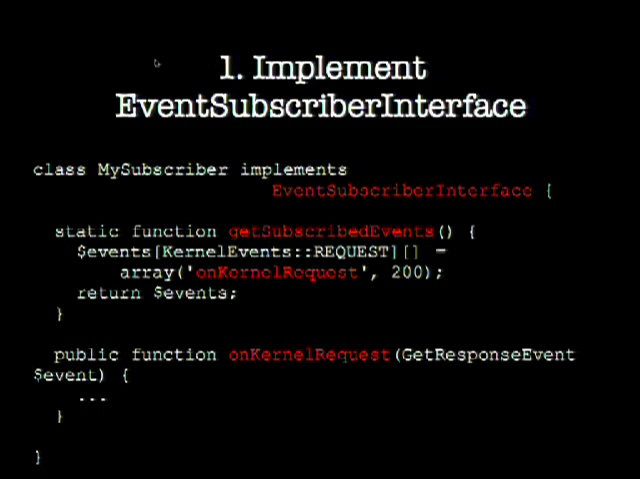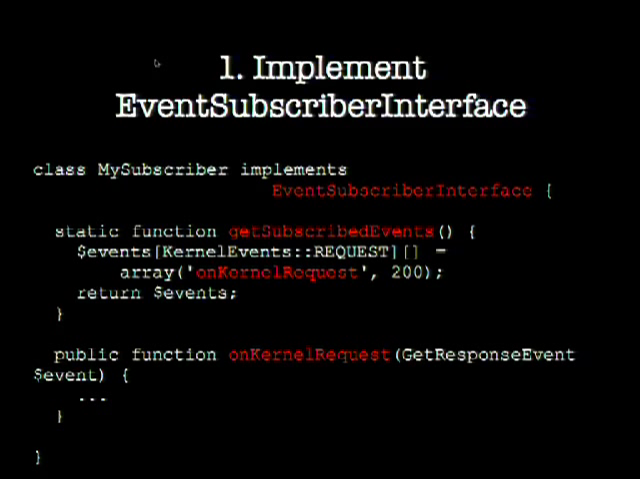But first, just a quick look at how you would get wired in as an event subscriber. First thing is you need to implement the event subscriber interface. There's just one method in this interface, which is a static method where you're basically telling the dispatcher what events you want to listen to. So in this case, it's saying it wants to listen to the request event, and the method that should fire on that event is the onKernelRequest method, which refers to one of its own methods, and that method will be called in that event.